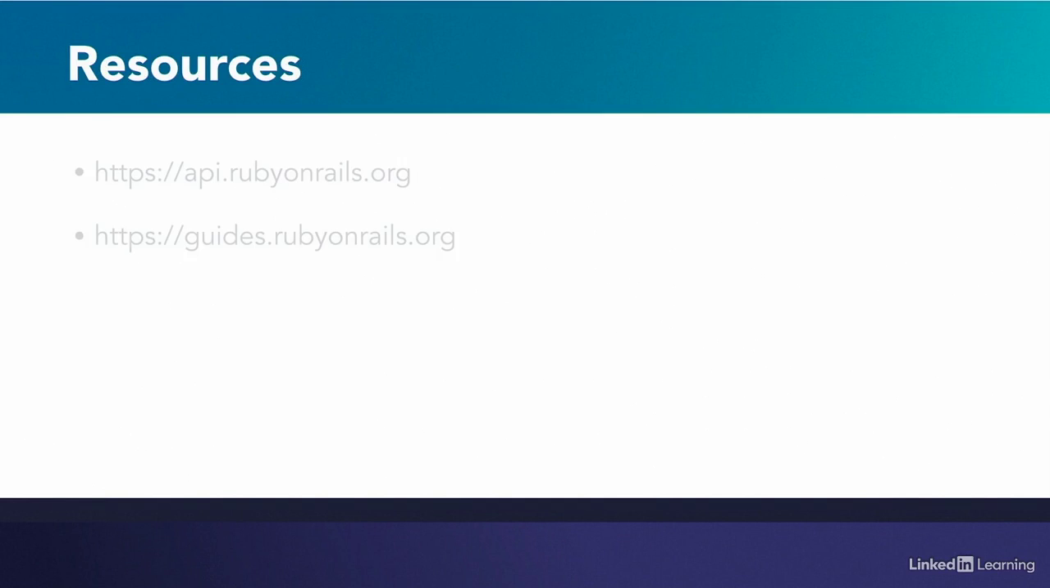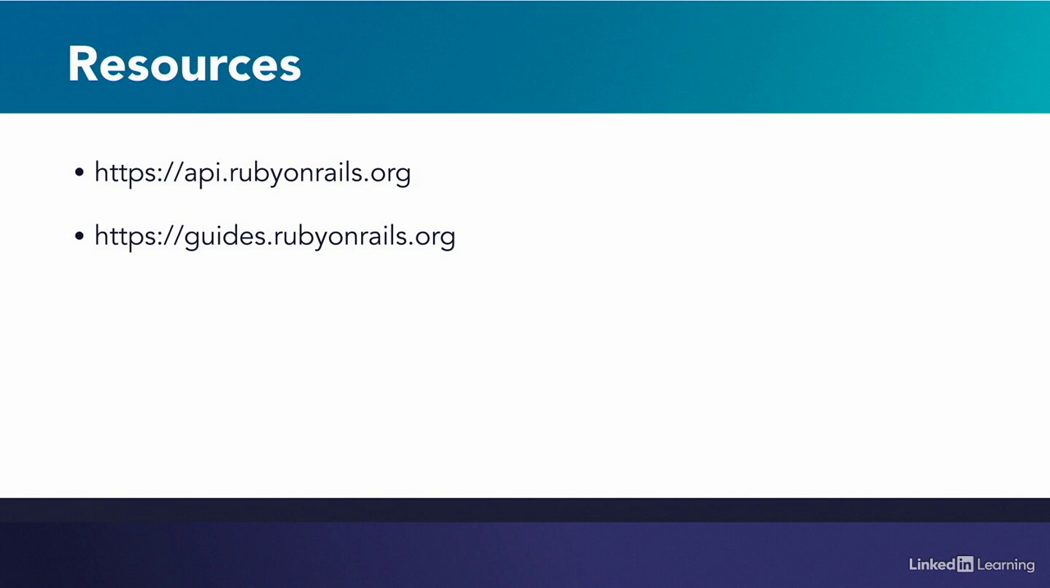As you continue, there are two important resources that can help you as you go along. The first is api.rubyonrails.org. The API pages are a good resource for finding out the details of classes and methods that are built into Ruby on Rails. For example, if you want to use a certain method, you want to know what arguments can be passed into it, or what options are available to you, the API is the place to go to.